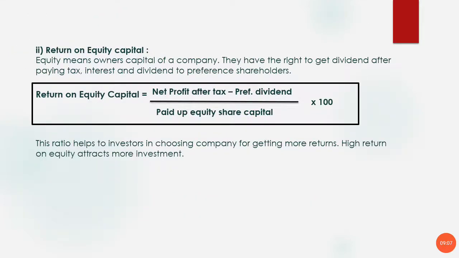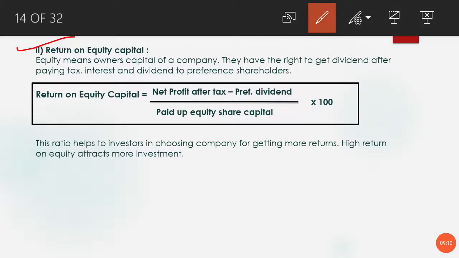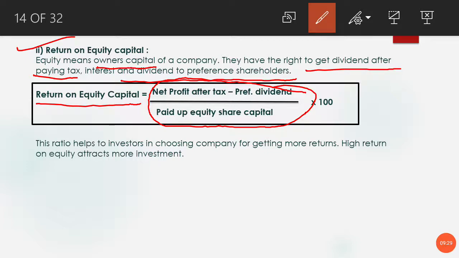2. Return on equity capital. Equity means the owners' capital of a company. They have the right to get dividend after paying tax, interest and dividend to preference shareholders. Return on equity capital is equal to net profit after tax minus preference dividend divided by paid up equity share capital into 100. This ratio helps investors in choosing a company for getting more returns. High return on equity attracts more investment.